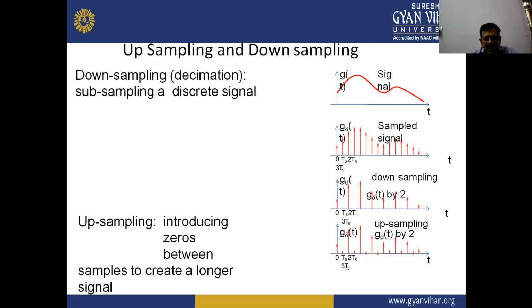And upsampling introduces zeros between samples to create a longer signal. So in the third waveform, that is the upsampling signal representation, the output of the upsampling, also the amplitude is changed, but the frequency or time duration is unchanged. So there are wave representations of the upsampling and downsampling techniques here in these different waveform graphs.